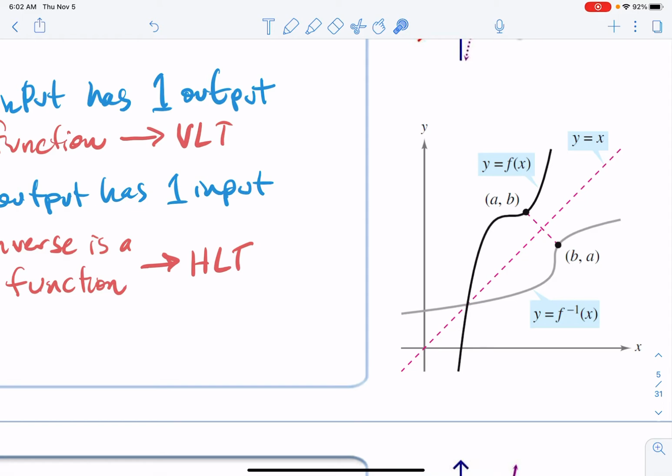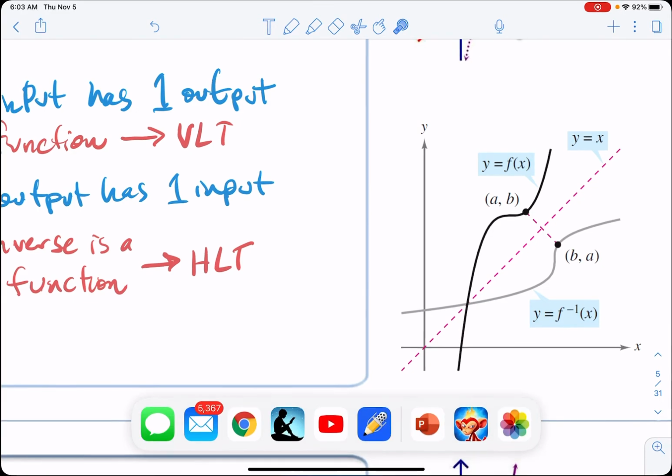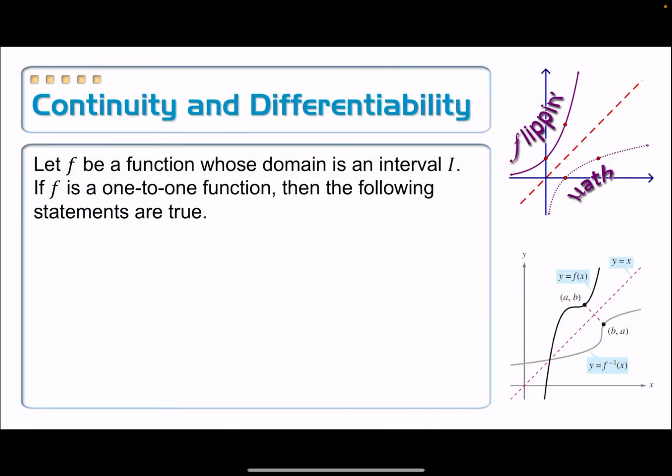Now, differentiability. Notice that there are no sharp turns, no discontinuities, and no vertical tangent lines in this function. There's a horizontal one, but no vertical ones. But take a look at this over here. Is the same thing necessarily true about this one? If I approach this particular point right here, this is going to be a vertical tangent line. Where did it come from? This point came from this point here, which would have been a horizontal tangent line. Very important.